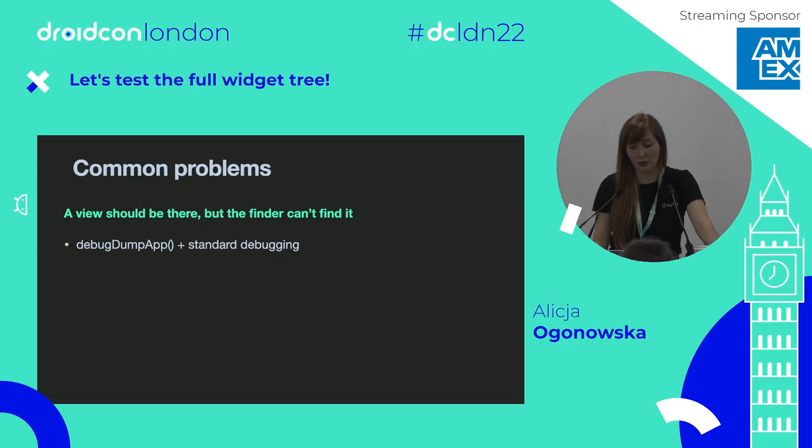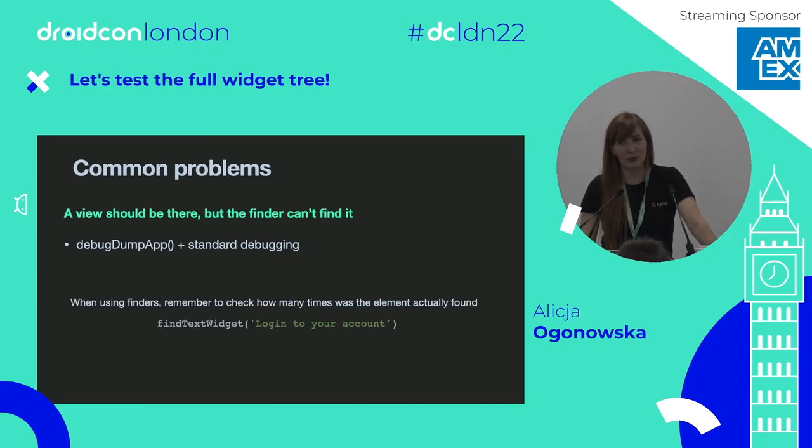So the first thing that you should do is go with the debug dump app and start debugging. And also make sure that you are actually on the right screen, because in my case, in most situations like that, I was thinking I am on one screen, but I was, for example, still on the previous one because, I don't know, a tap didn't work and I didn't navigate to the next thing.